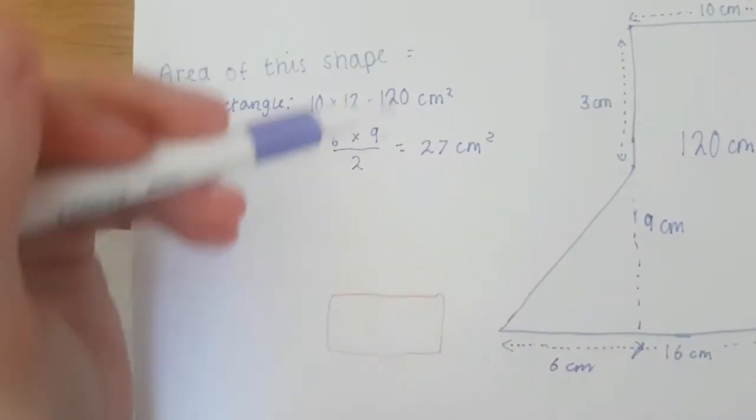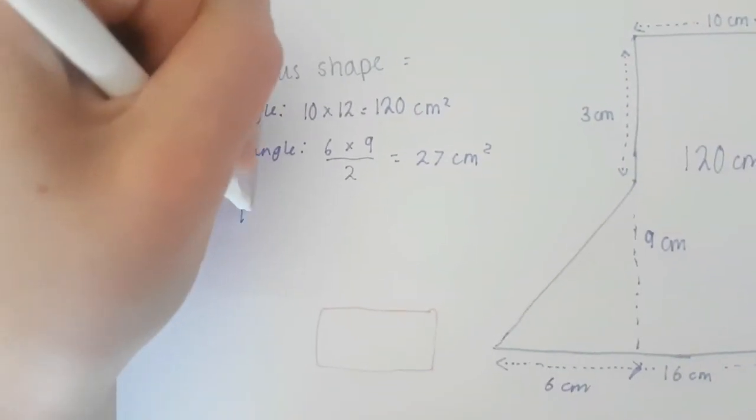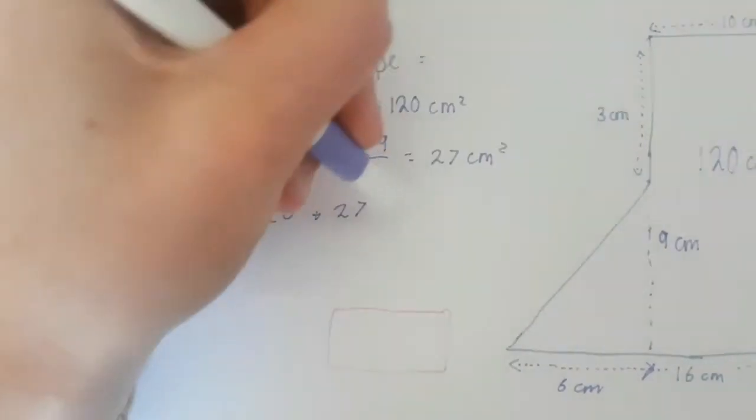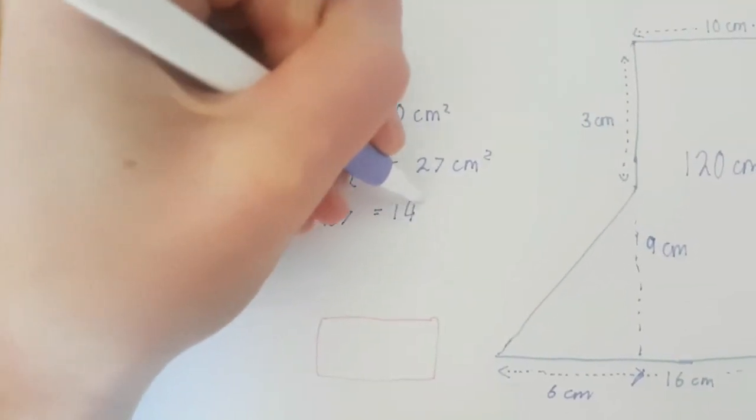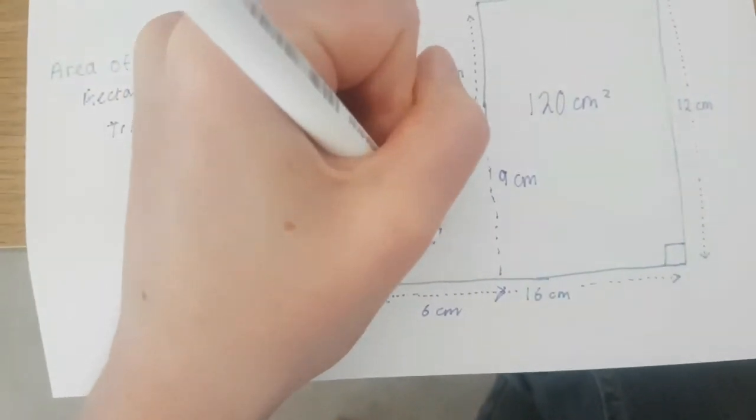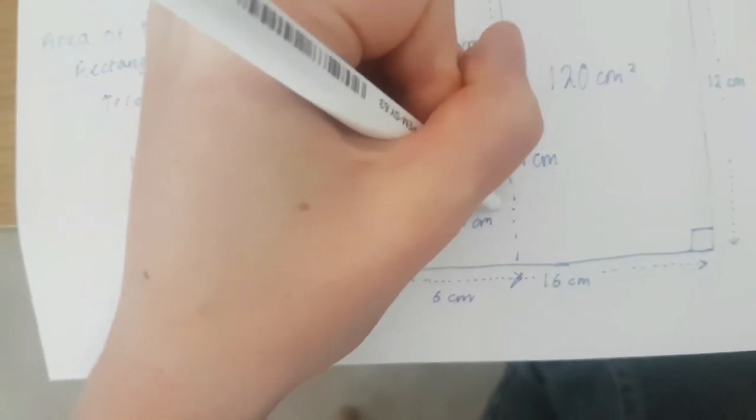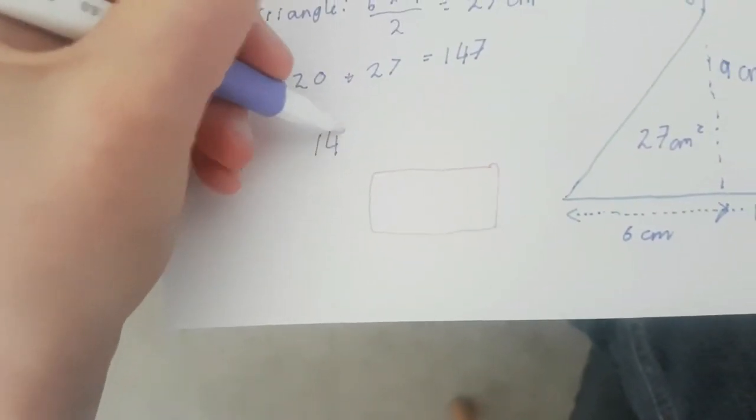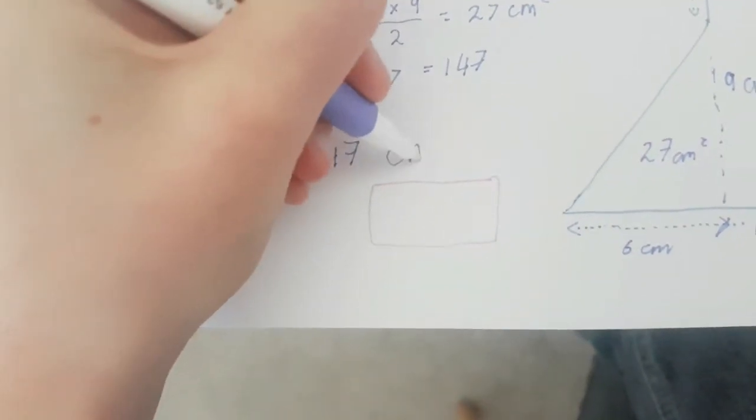Now to get my final area, I have to add these together. So 120 plus 27 is equal to 147. So my final area of this whole shape, because this is 27, is 147. Remember, I have this box here because the most important part is units. So I have 147 centimeters squared.